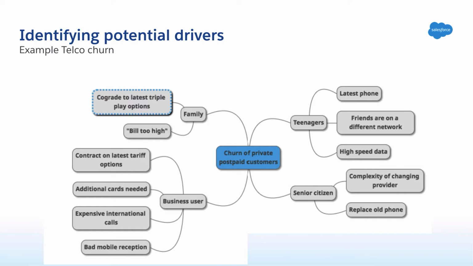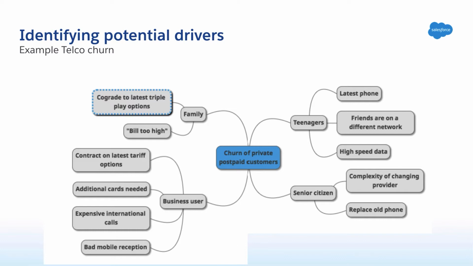Well, if you ask from the business, how do you go and identify the problem? One way we're trying to look at it is from teenager, senior citizen, family, business user. Within each category, what are the things that might relate to that churn? Is it the latest phone?